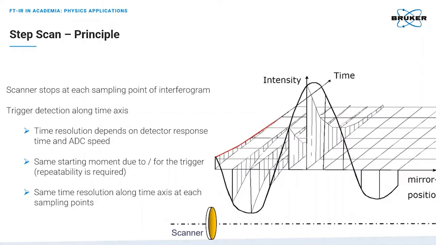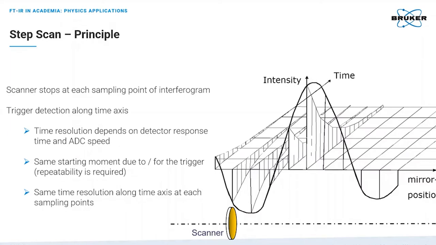Then, one can trigger the experiment to start, and then the signal on the detector gets recorded along the time axis within a user-defined time period. After the needed data points get recorded along the time axis, the scanner can move to the next sampling point and stop there again. And then the same data recording can be done there again. And the next sampling point, and so on and so forth.